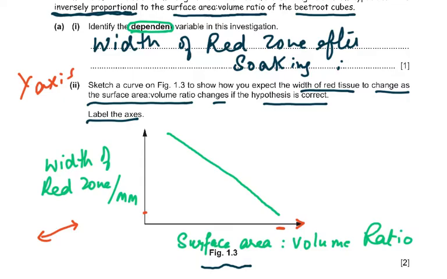And as the surface area to volume ratio decreases, the width is increasing here in this way. Larger the surface area to volume ratio, the lesser will be the width. So we can just add some figures on it, 1, 2, 3, 4, 5 or something like this. So you just write some numbers on it and then you can easily figure it out.